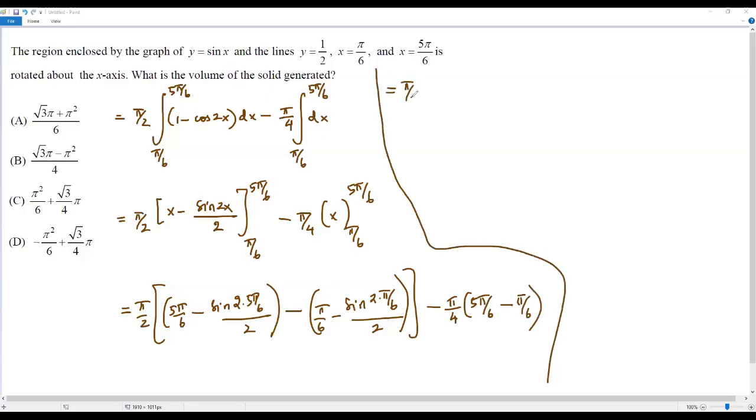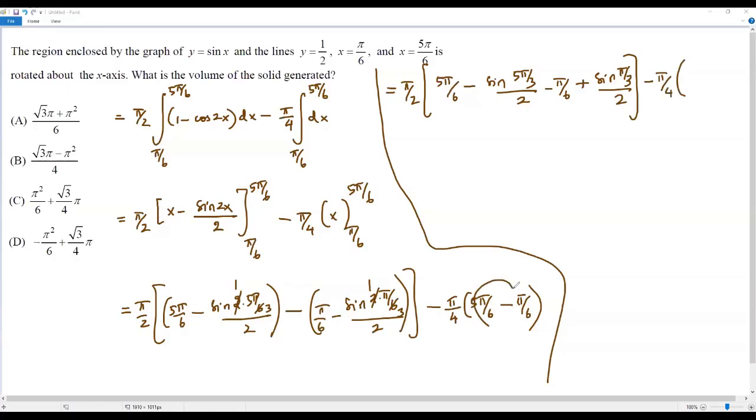So pi over 2 times 5 pi over 6 and negative sign. And here we can simplify this one. 2 goes into 2 1 times, 2 goes into 6 3 times. So then I'm getting sine 5 pi over 3 divided by 2. And also we can distribute the negative sign to this one and this one. Then I'm getting negative pi over 6, and negative times negative will become positive. And also we can simplify. 2 goes into 2 1 times, 2 goes into 6 3 times. I'm getting sine pi over 3 divided by 2 and negative pi over 4 times.